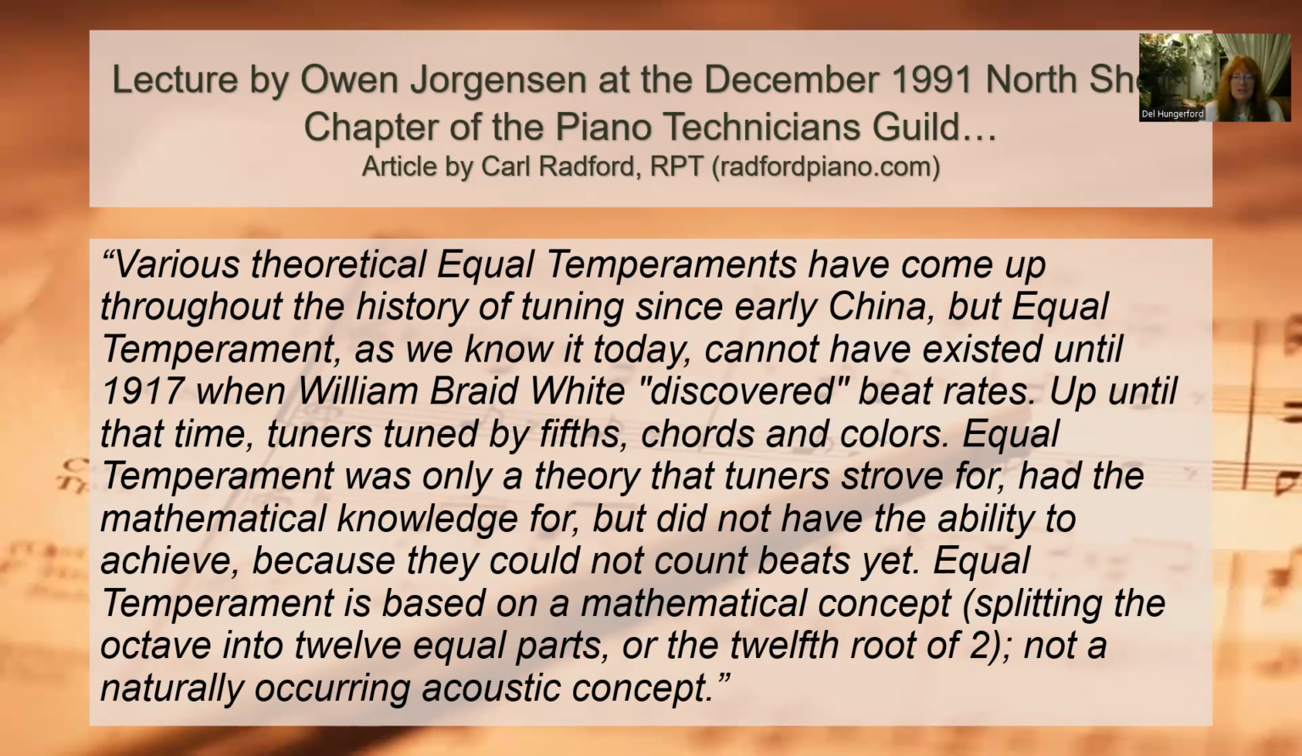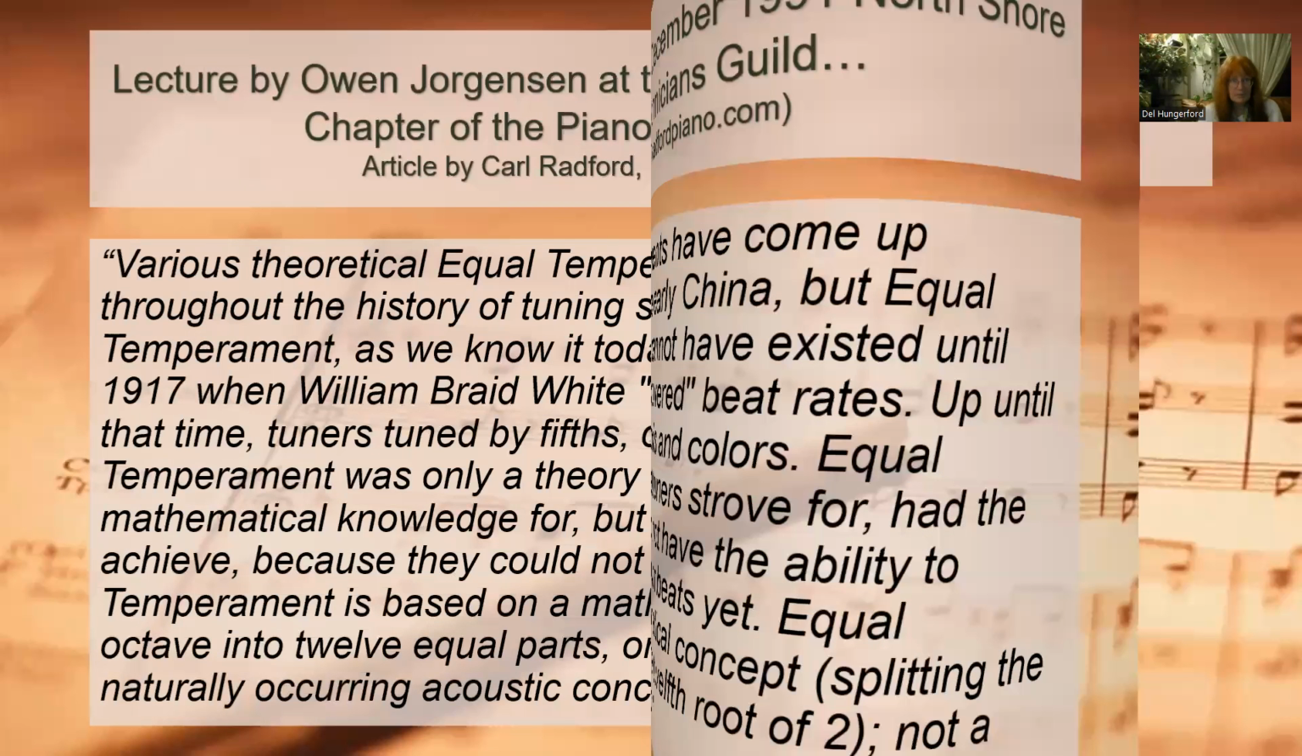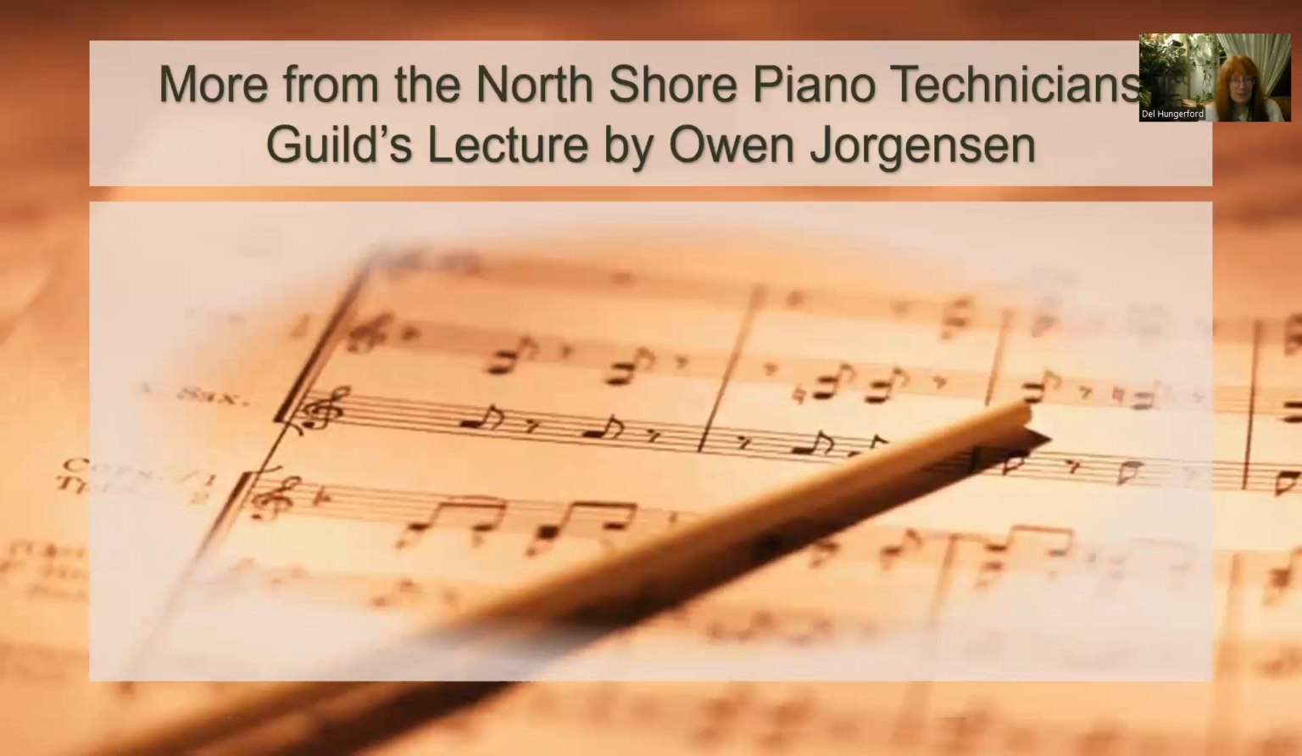Equal temperament is based on a mathematical concept, splitting the octave into 12 equal parts, or the 12th root of 2, not a naturally occurring acoustic concept. But what equal temperament does is it allows us to play in all 12 keys and play very complicated music. Here's more from that same lecture.